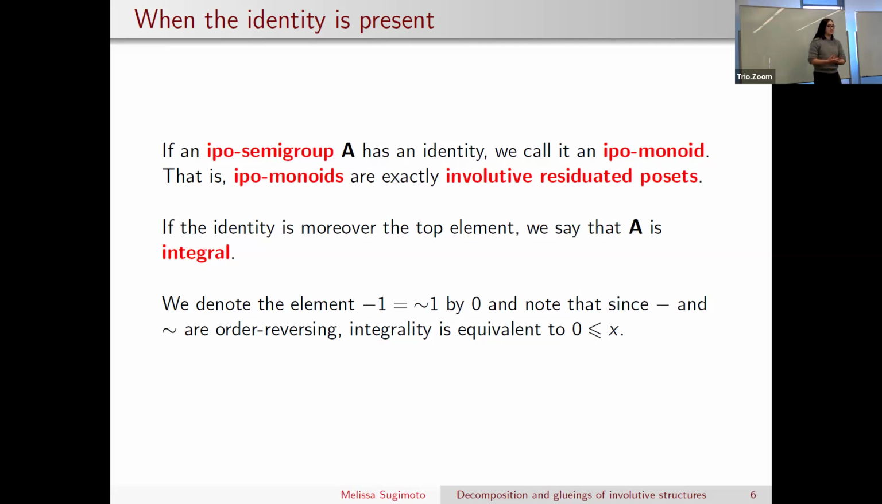Now that we have an identity again, we can say, well, if that's the top element, then A is integral. That's just our definition. And all elements are smaller than 1. We can also then, because we have involution, talk about what the term minus 1 can be. And minus 1 will turn out by some calculation to be the same as tilde 1, and we'll just call this element 0. And we'll note that since tilde and minus are order reversing, we could, if we wanted, express integrality by saying everything is bigger than 0. So when we have an integral involuted thing, we are both top and bottom bounded by 1 and 0.